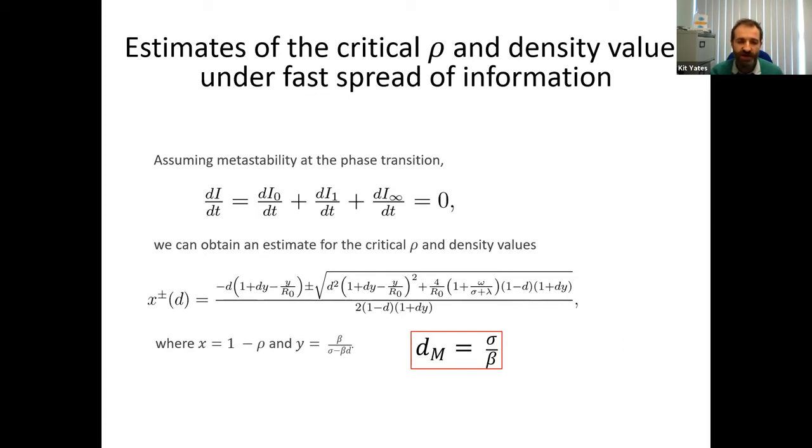So that means that provided D is less than DM, this critical value, there's always a suppression region of parameter space somewhere in there. So you can always suppress, provided you have a sufficiently high value of rho and a low enough proportion of individuals that are actively seeking disinformation.